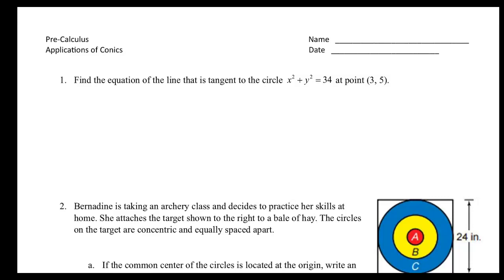In this video, we're going to discuss the applications of conics. So we've already talked about basic conic sections, which were circles, ellipses, parabolas, and hyperbolas. What we're going to do now is take those basic concepts and apply them to the questions on this page. So I'm going to start with question number 1.